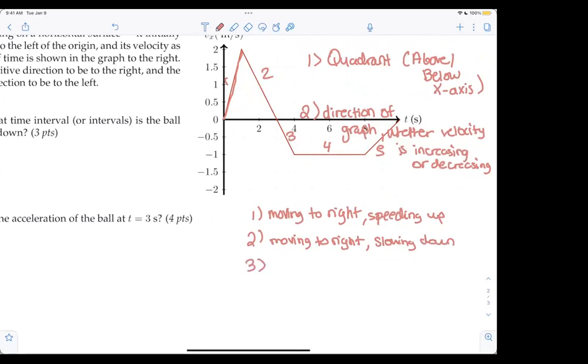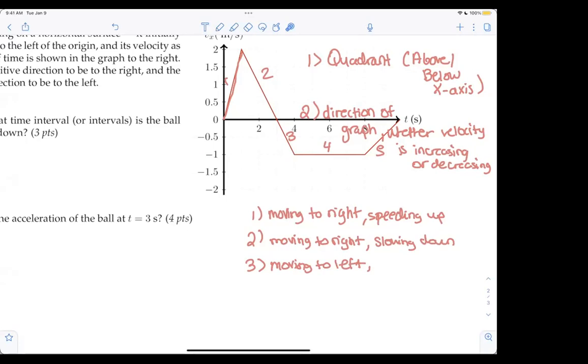And in section 3, from 3 to 4 seconds, what direction am I moving in? Or what quadrant am I in, basically? Yeah, fourth. So I'm moving to the left. And then I look at the direction of the graph, right? Or whether velocity is increasing or decreasing.